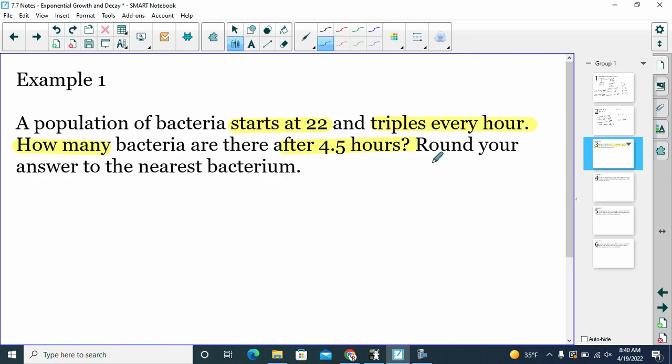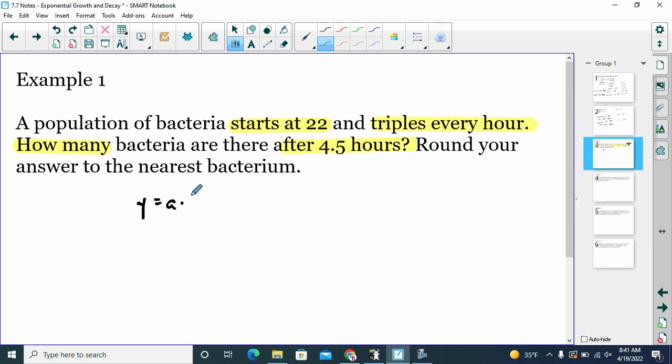And then that last sentence is just telling us how to round our answer. We need to round to the nearest whole number, the nearest bacteria. Because I am tripling, I'm multiplying by 3 over and over and over again. That's why I have an exponential equation.